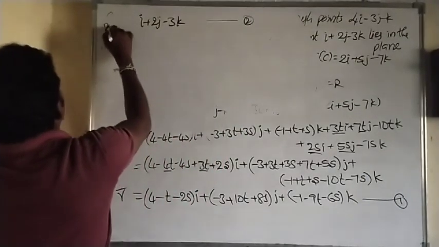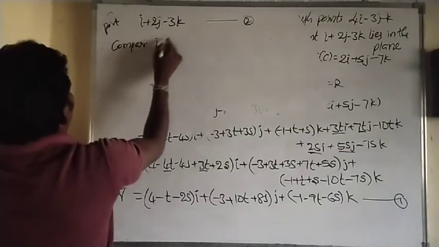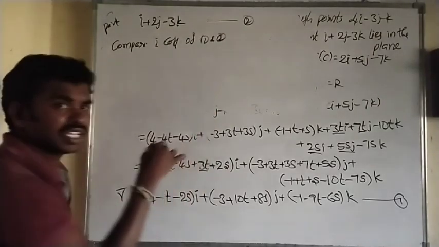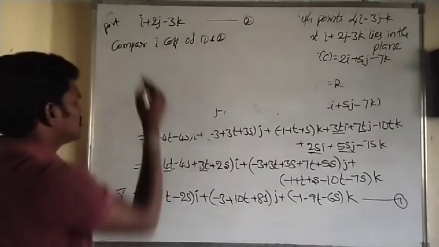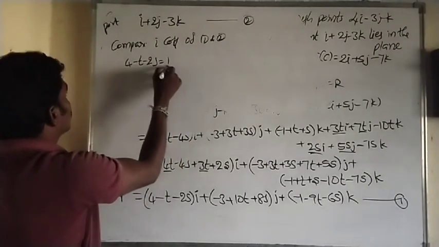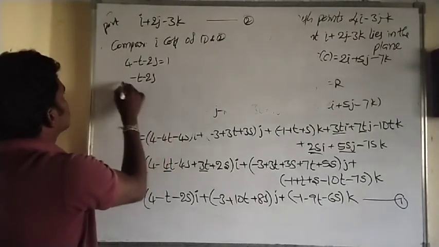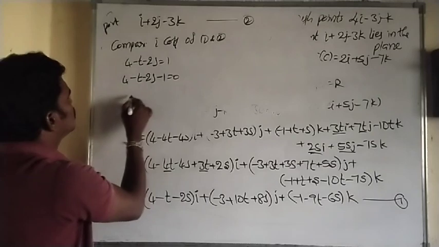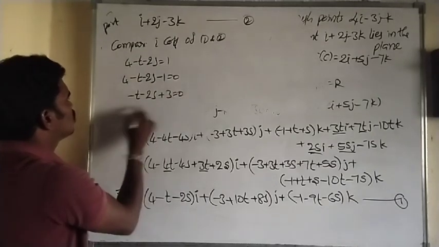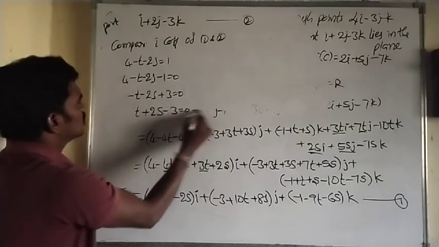Let it be a point. Comparing the i coefficients of 1 and 2, similarly j and k coefficients. What is the i coefficient? 4 minus t minus 2s is equal to 1. Bringing 1 to the left side, minus 1 equals 0. So we get minus t minus 2s plus 3 equals 0. Multiplying by minus, t plus 2s minus 3 equals 0, equation 2.